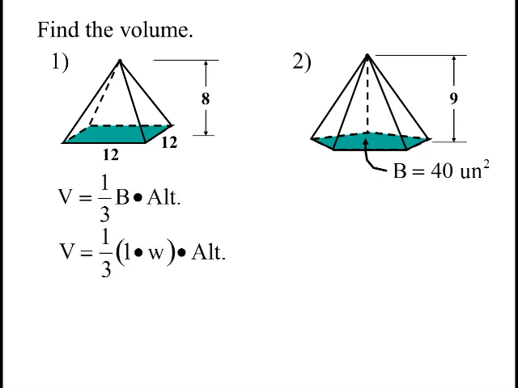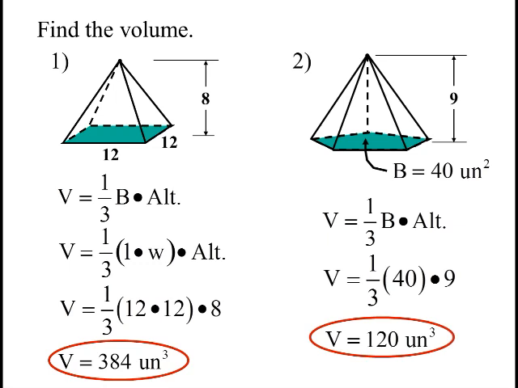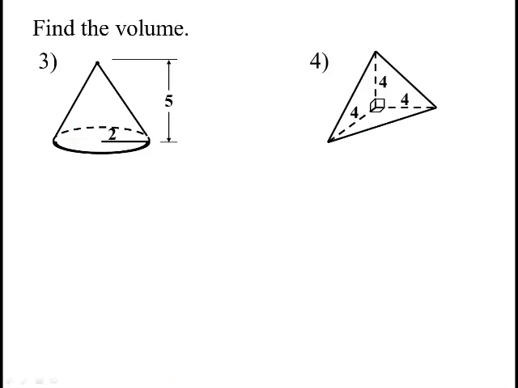1/3 base area times altitude. For the square pyramid, it's going to end up with a volume of 384 cubic units. For the pentagonal pyramid, it's going to be 120 cubic units. Take a moment and find the volume of these two figures.